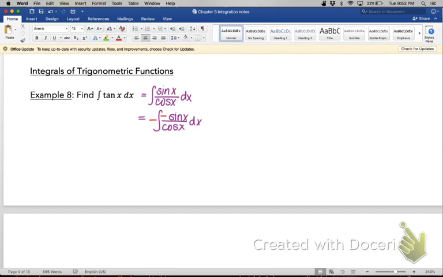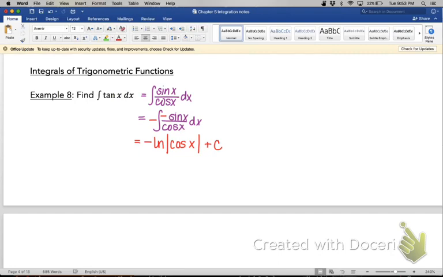And so because I've done that, now I know that this is a case where I have u prime over u. And so this is going to be negative because of what's on the outside, natural log of the absolute value of the cosine of x plus c. That's the integral of tangent of x.